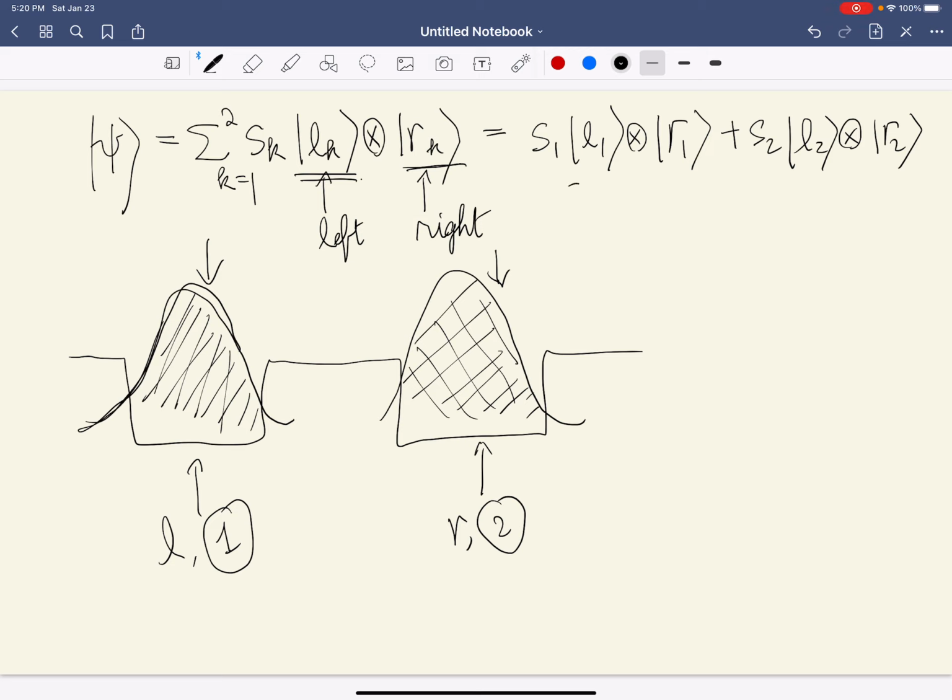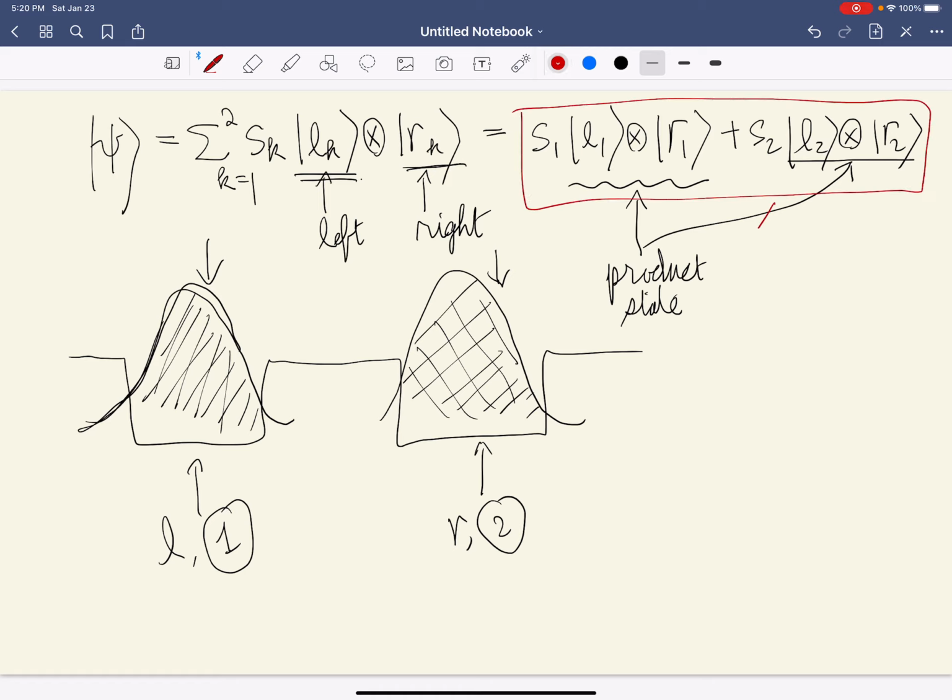Okay, so if you look at this alone, then this is a product state. And this alone is a product state. However, all of these combined is not a product state.